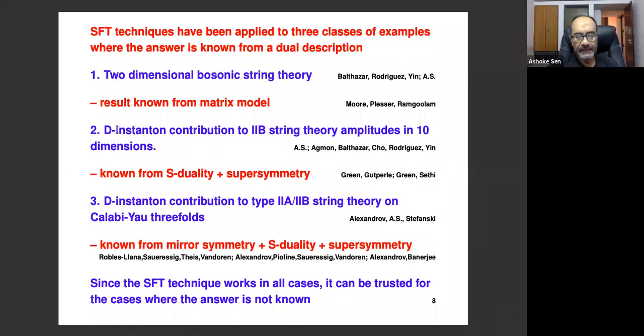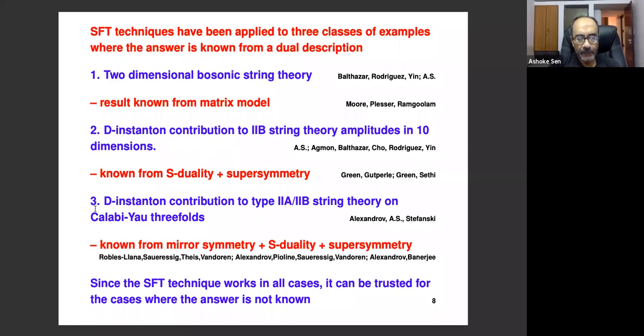The second example is D-instanton contribution to type IIB string theory amplitudes in 10 dimensions. And here the answer is known from S-duality and supersymmetry. If we believe in S-duality and if we impose the constraints that supersymmetry implies, then you can predict what the D-instanton contribution should be, at least for a certain class of amplitudes, not for all amplitudes.